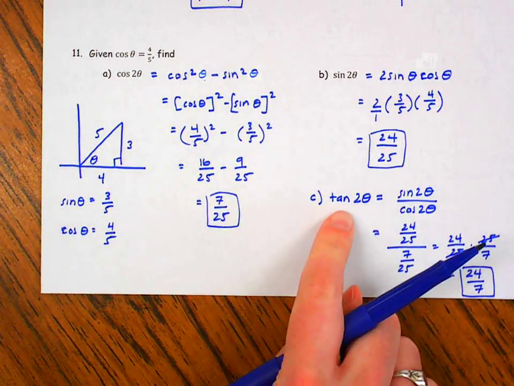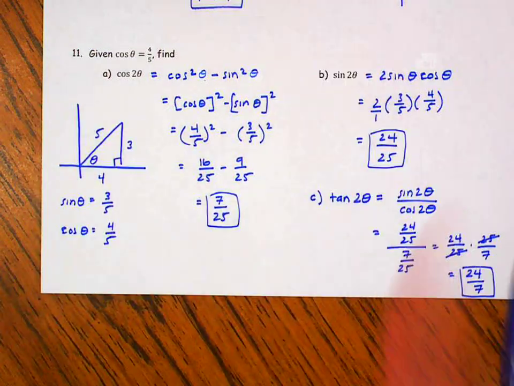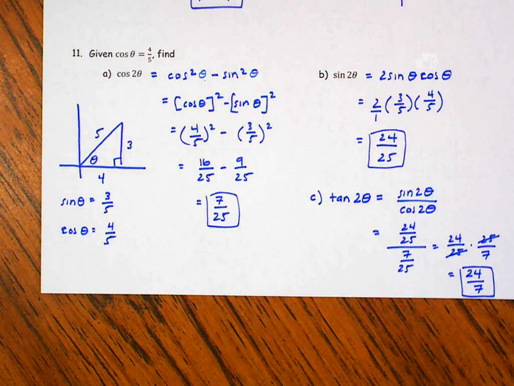So if I asked you to do tangent of 2 theta, that's something you can still do because you've already found sine and cosine of 2 theta, so you can divide them. You get their quotient to get tangent. Okay, that's unit 3.